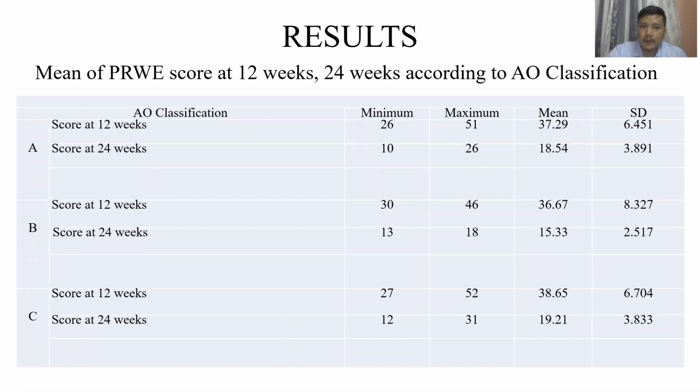Mean PRWE score at 12 weeks for extra-articular fracture was 37, which improved to 18 at 24 weeks. For partial articular, it was 36, which improved to 15 at 24 weeks. And for complete articular fractures, it was 38 at 12 weeks, which improved at 24 weeks. All were below 50, which is a good functional outcome.